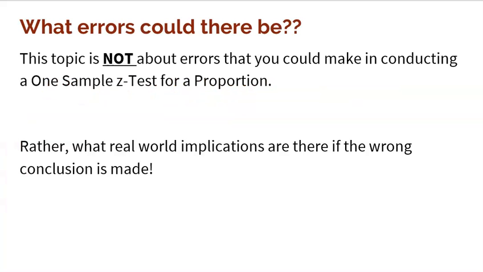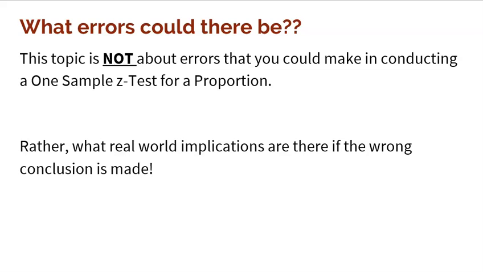Now, what errors could there be? This topic is not about errors that you could make in conducting a one sample z-test for proportion. What I mean by that is I'm not talking about human mistakes, like you forgetting a sample or rewriting a condition the wrong way, or maybe that you use your calculator wrong and you get the wrong standard deviation, or you calculate the z-score wrong because you just had a brain fart and didn't know what to do. I'm talking about real-world implications if the wrong conclusion is made. So you might not quite understand what I'm talking about right now, but by the end of this video, you definitely will.